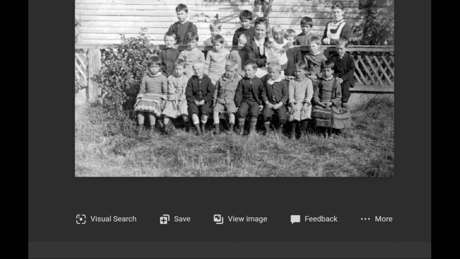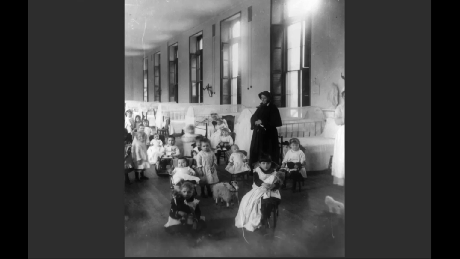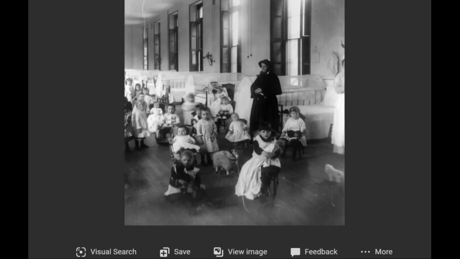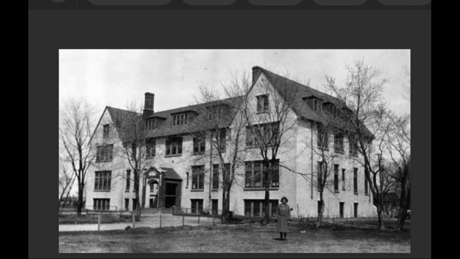We don't have orphanages like that today. Our population today, from what the population was at this period of time, the numbers don't add up to the amount of children that were in orphanages compared to what they are today.